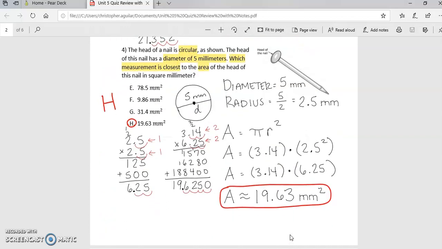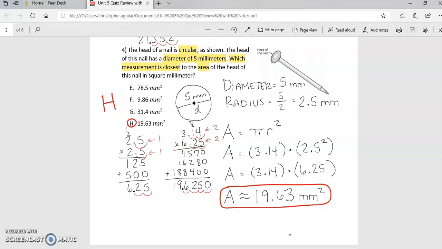Number 4, the head of a nail is circular as shown. The head of this nail has a diameter of 5 millimeters. Which measurement is closest to the area of the head of the nail in square millimeters? So the diameter they're telling us is 5. So going from one side all the way to the other side is 5. That means the radius is half of 5. So 5 divided by 2 equals 2.5.